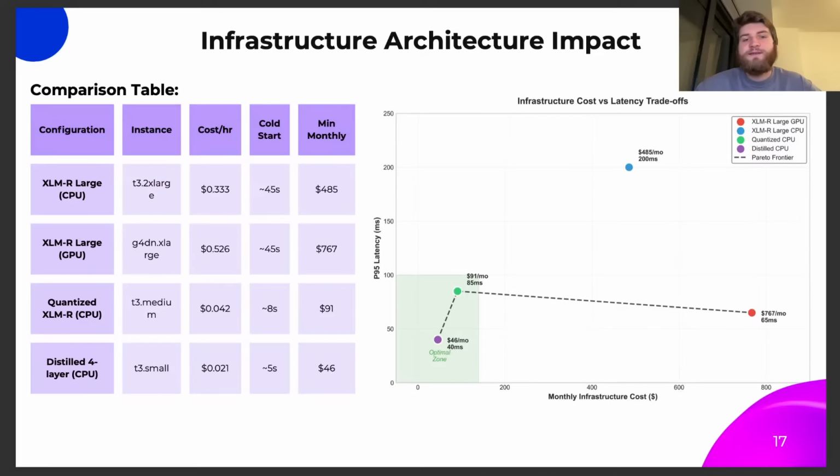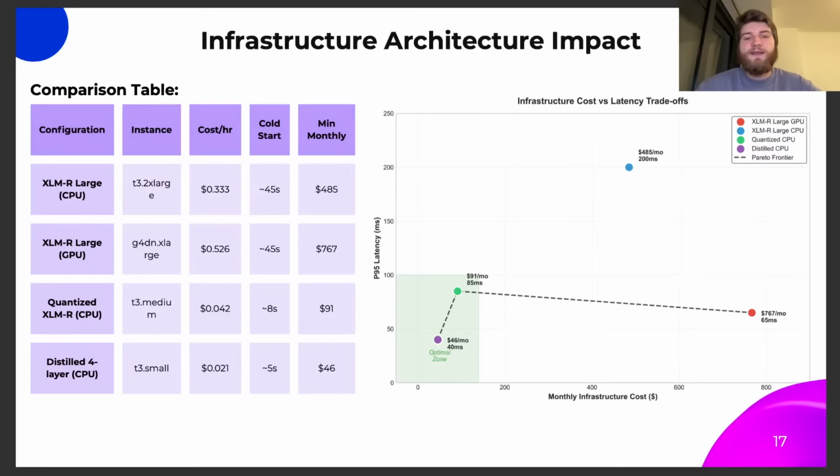Let's just consider this auto scaling comparison. Non-quantized XLM large on G4DN xlarge: instance cost is $0.5 to $6 per hour. Cold start is around 45 seconds because we have to load a 2.2 gigabyte model. Minimum scale is 2 instances for redundancy, so minimum cost is $767 per month. For quantized XLM base on T3 medium, instance cost is $0.042 per hour.